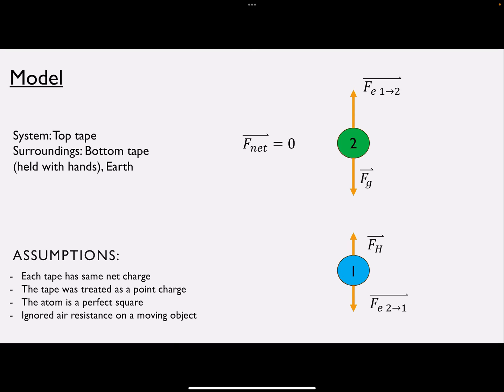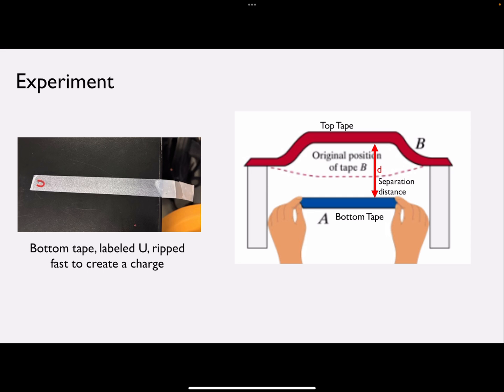Within this lab, we did make some assumptions: that each tape has the same net charge, and the tape was treated as a point charge to simplify things. The atom is a perfect square, and air resistance was ignored, even though it's a moving object.